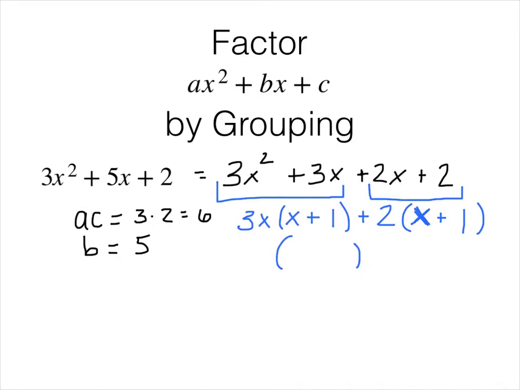So what are the two binomials we end up with? Well, this is 3x times x plus 1 plus 2 times x plus 1, which is the same thing as 3x plus 2 times x plus 1, and we are finished. You can check it by FOILing, but in order to save some time, I'm not going to write that part out. I'm just going to go ahead on to the next one.